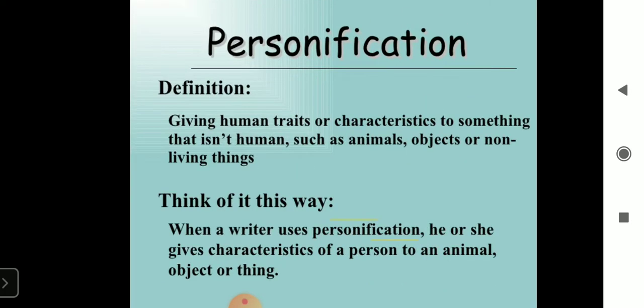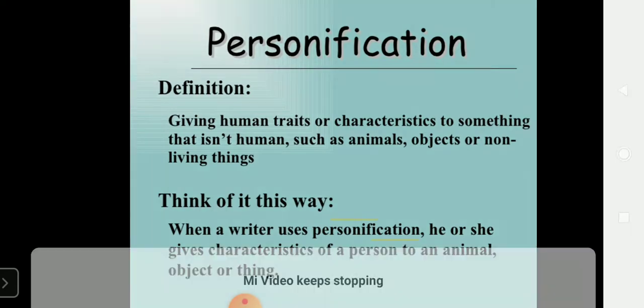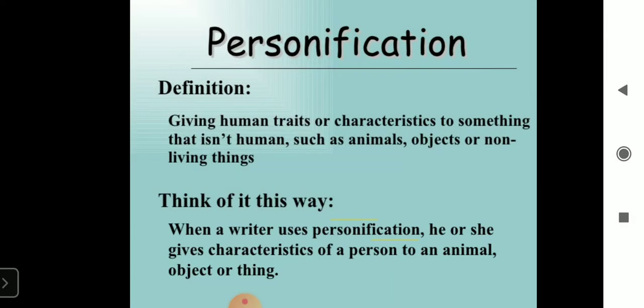Let's go to the next one, that is called personification. What is this personification? हिंदी में हम इसे कहते हैं मानवीकरण, राइट? मानवीकरण यानी कि giving human traits or characteristics to something that isn't human. जो human being नहीं है उसको human being बना देना, right? Such as animals, objects or non-living things, right? When a writer uses personification, he or she gives characteristics of a person to an animal, object or thing. ओके किसी इंसान की क्वालिटीज को एक नॉन लिविंग को दे देना.